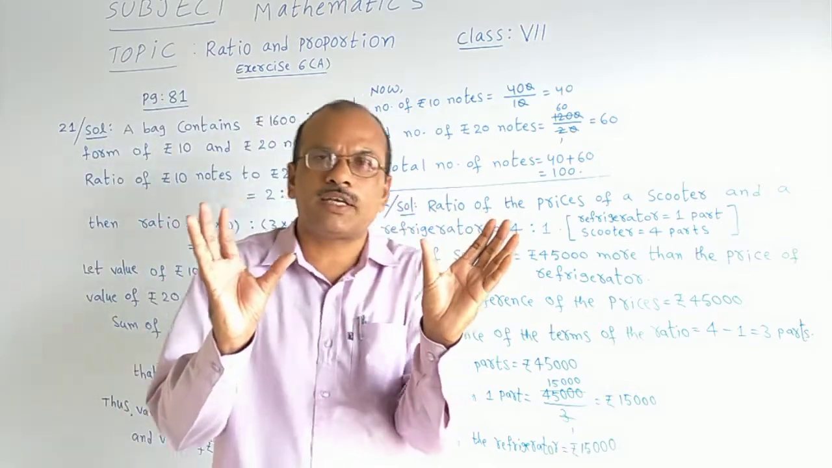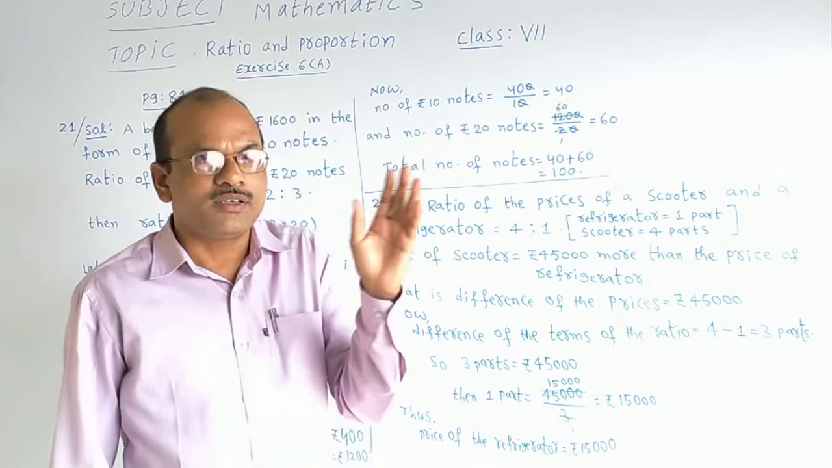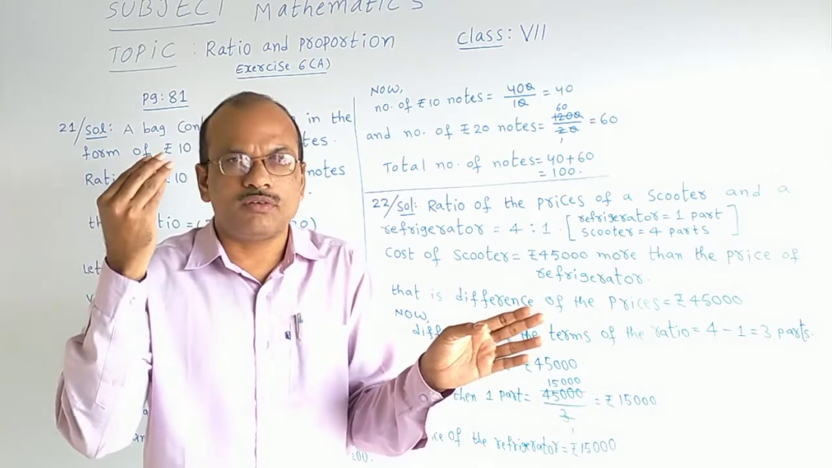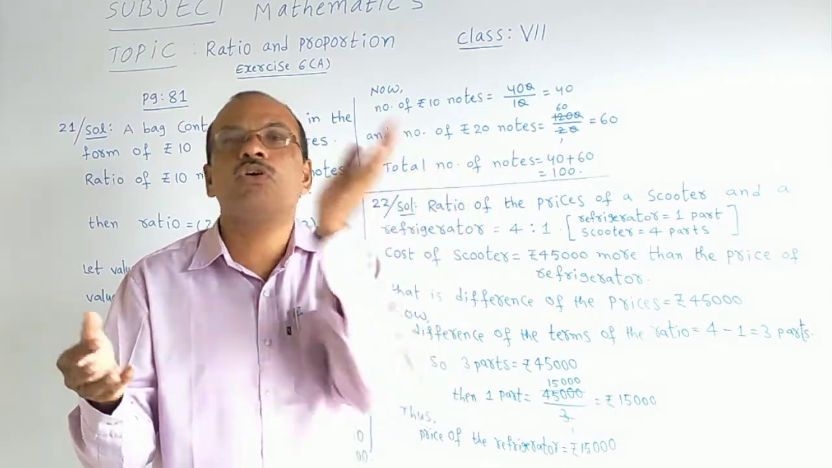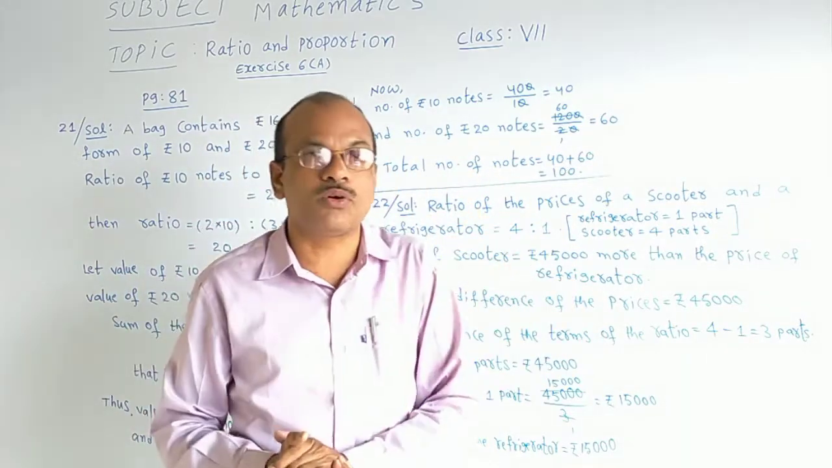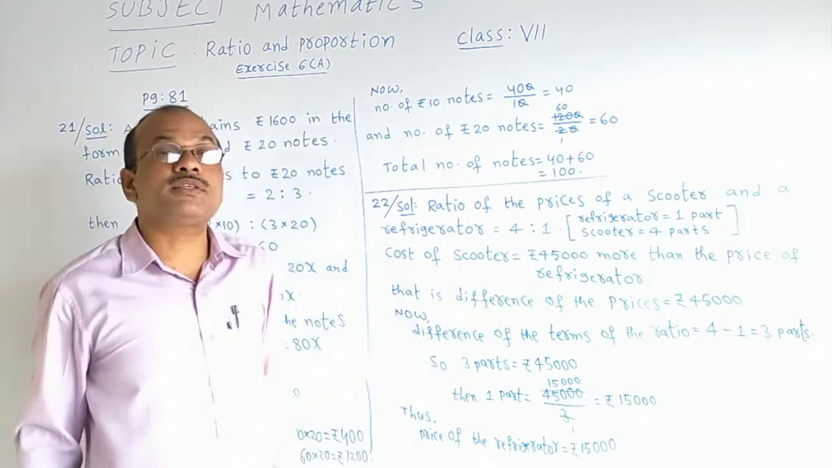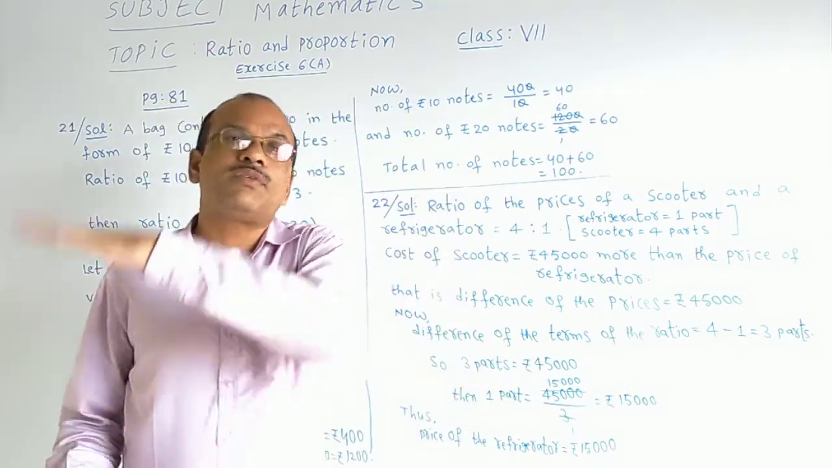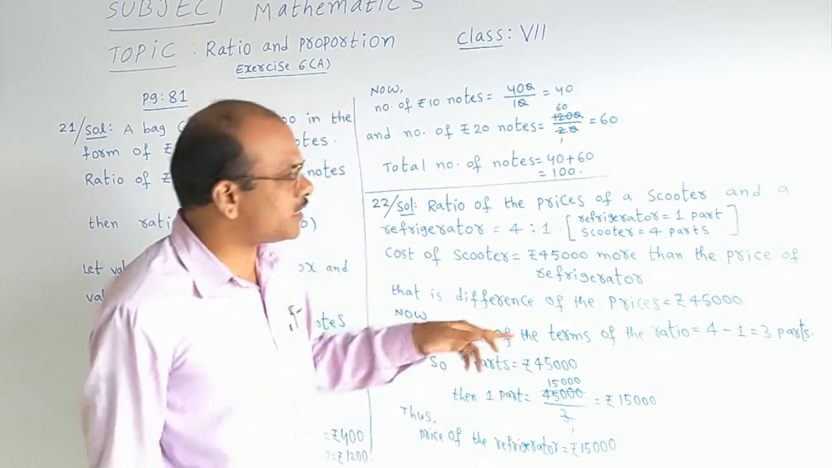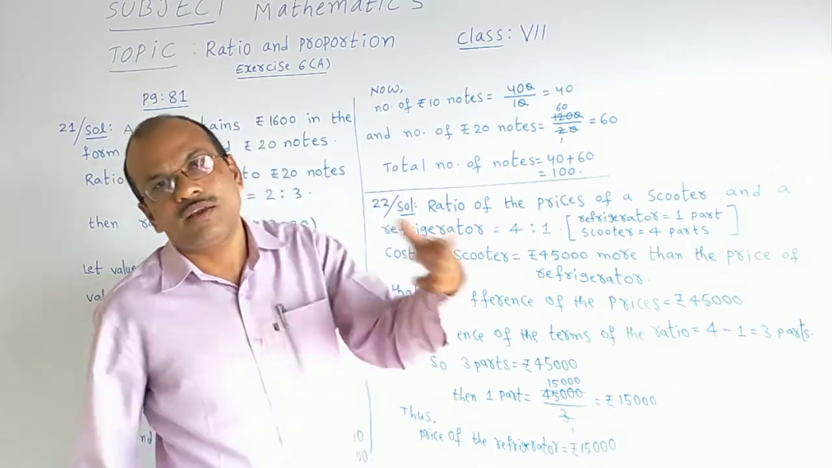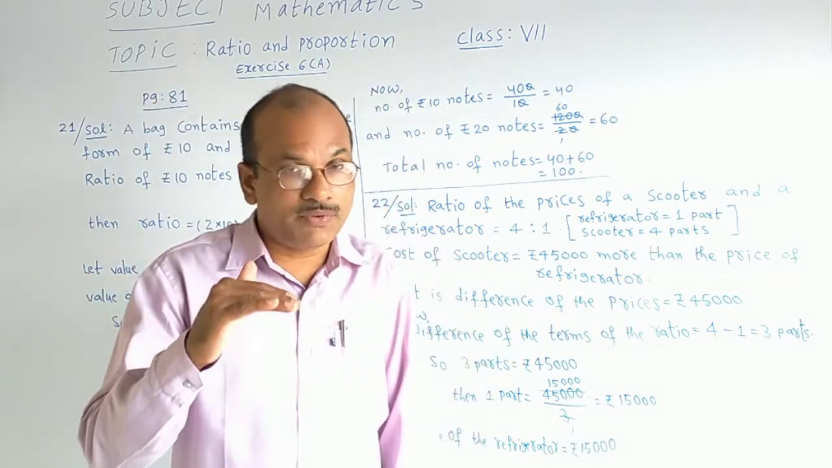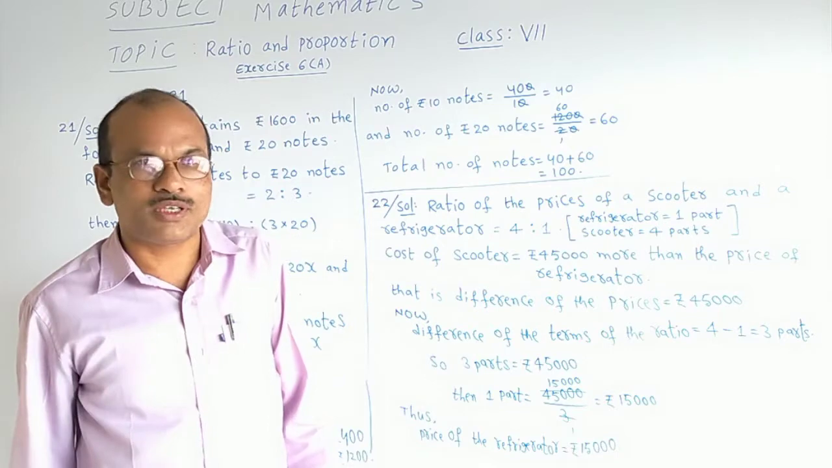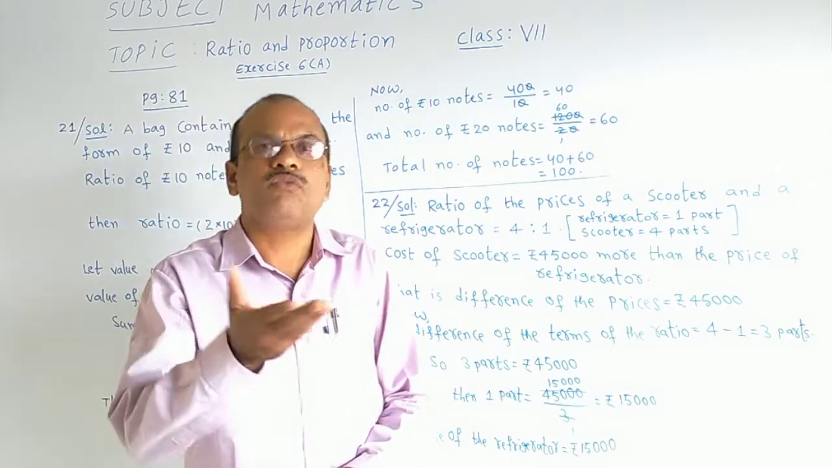If both prices are put side by side, there will be a difference. Scooter value and refrigerator value. Suppose the refrigerator value is some value. Scooter value will be more than the refrigerator. How much more? 45,000 more. That means the difference of the prices in both the values is one being 45,000 more than the other one. Difference of their values will again be 45,000 only, because 45,000 more than the price of the refrigerator will be equal to the value of the scooter. Okay? That's why the difference of the prices is 45,000.